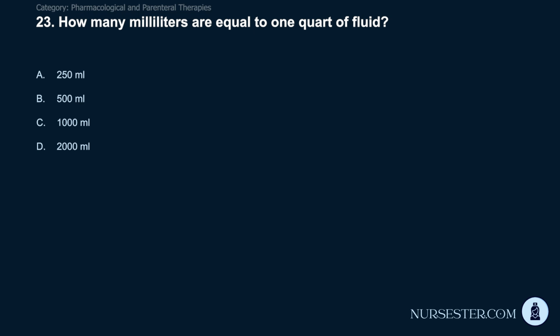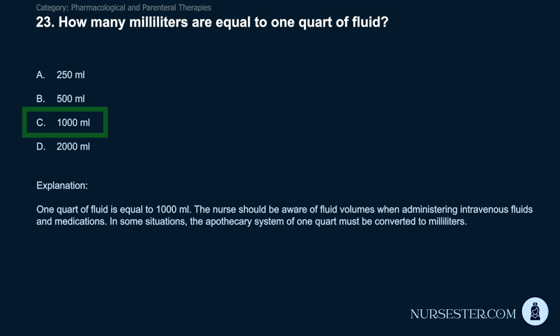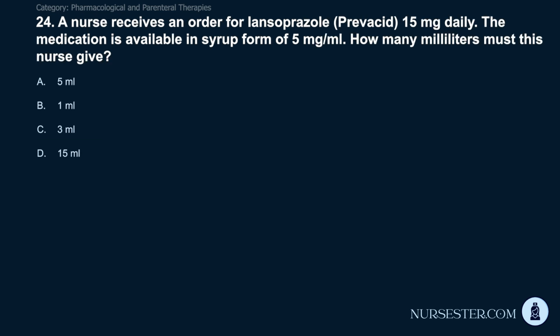23. How many milliliters are equal to 1 quart of fluid? A. 250 milliliters, B. 500 milliliters, C. 1000 milliliters, D. 2000 milliliters. Correct answer, C. 1000 milliliters. 1 quart of fluid is equal to 1000 milliliters. The nurse should be aware of fluid volumes when administering intravenous fluids and medications. In some situations, the apothecary system of 1 quart must be converted to milliliters.